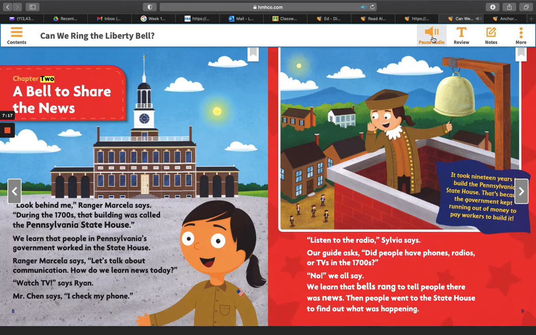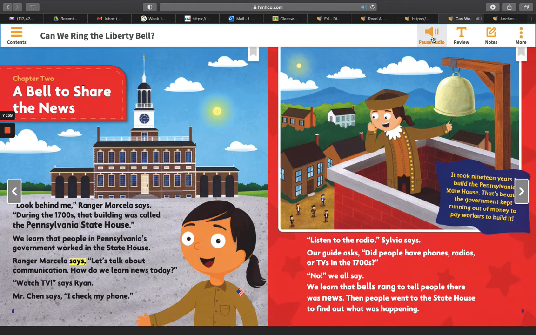Chapter 2. A bell to share the news. "Look behind me," Ranger Marcella says. During the 1700s, that building was called the Pennsylvania State House. We learn that people in Pennsylvania's government worked in the State House.